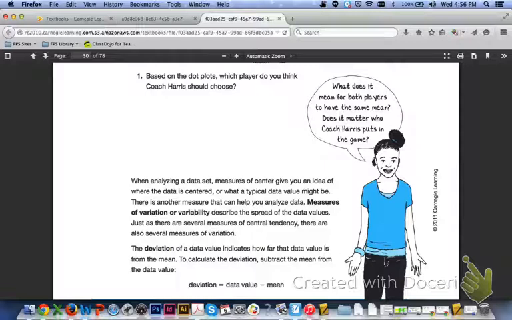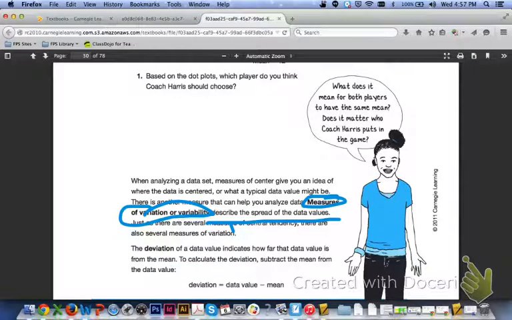Measures of variation or variability describe the spread of the data values. Just as there are several measures of central tendency, there are also several measures of variation. So go ahead and mark your text right now for measures of variation or variability. Measures of variation or variability describe the spread of data values.